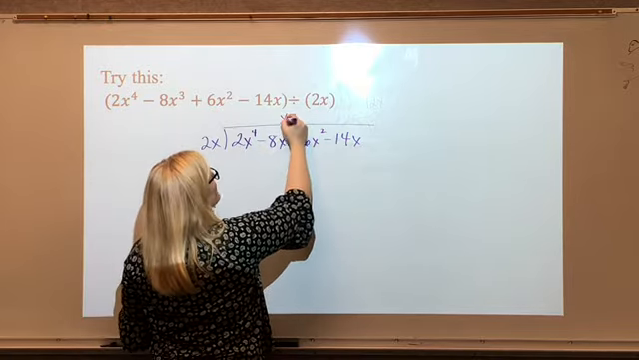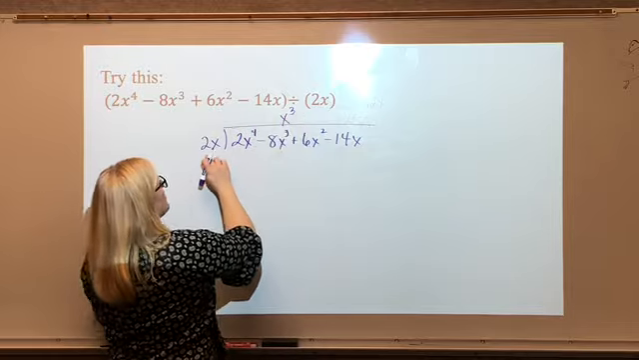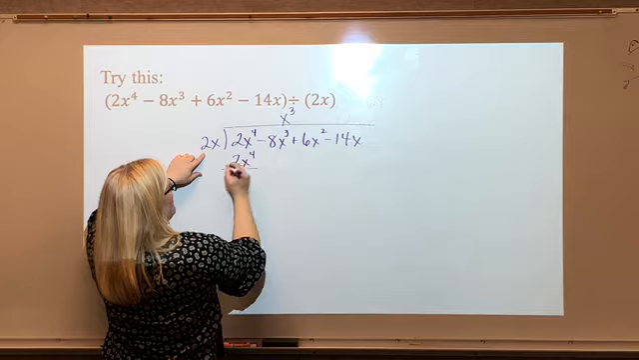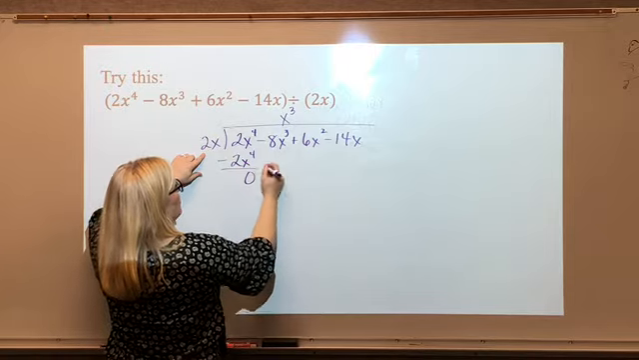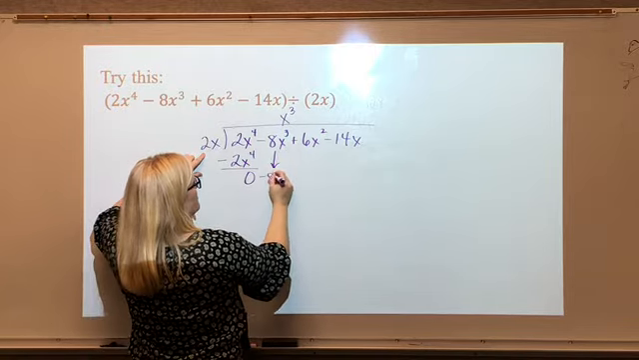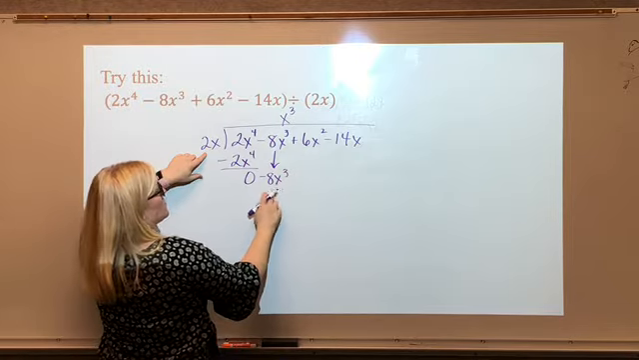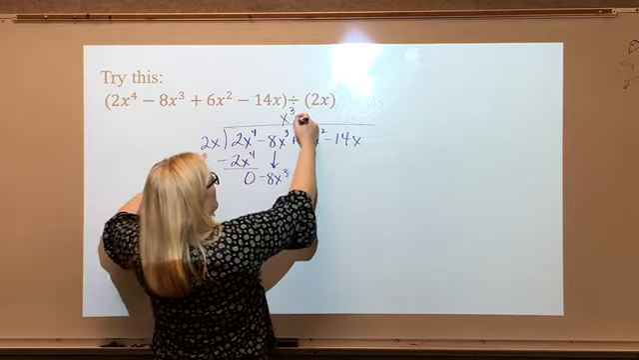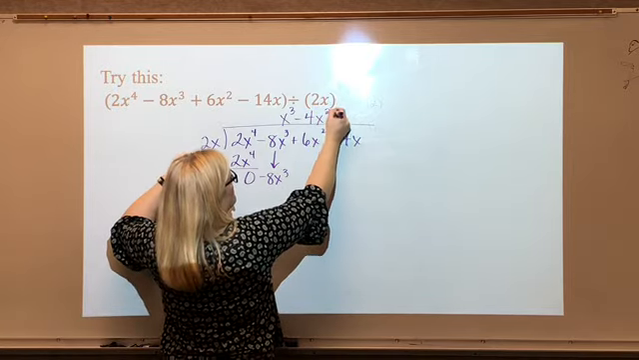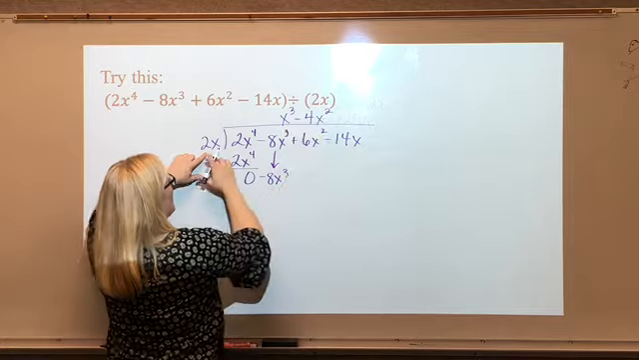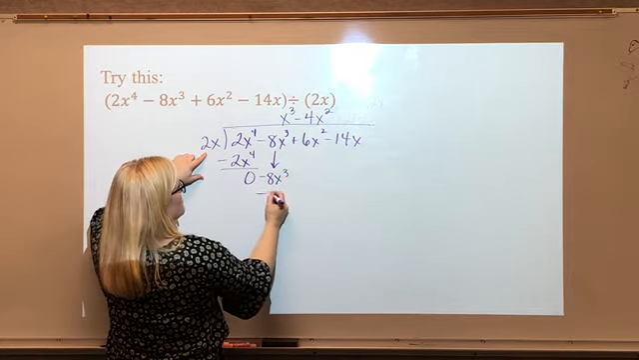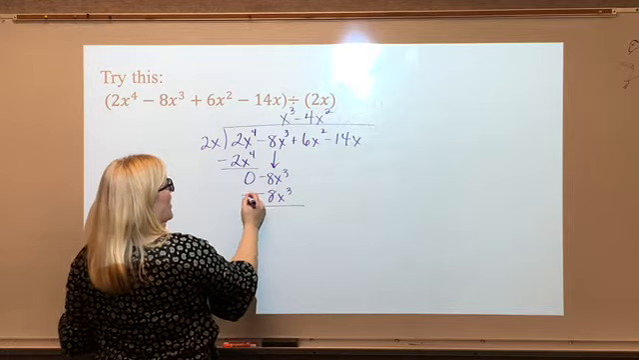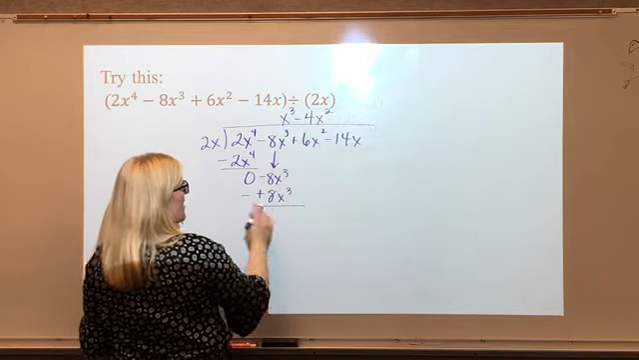And I know that you guys could probably do this in your head, all right? But the point is to have you guys see how to do this longhand. So 2x goes into 2x to the 4th, x to the 3rd times, right? So I've got x to the 3rd. x to the 3rd times 2x is 2x to the 4th. I subtract, I get 0. I'm going to drop this down. 2x goes into negative 8x cubed, negative 4x squared times. Multiply negative 4x squared times 2x. That gives me negative 8x cubed.